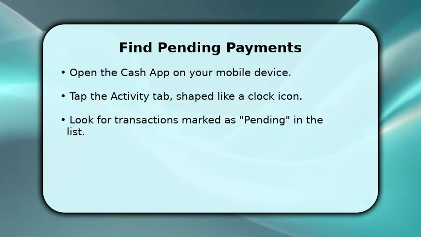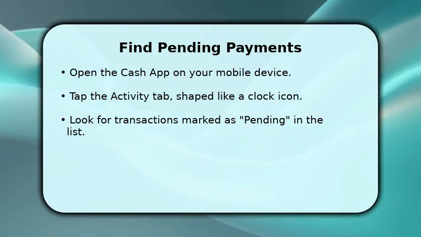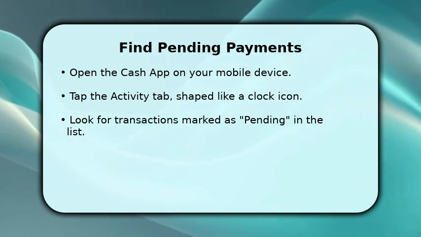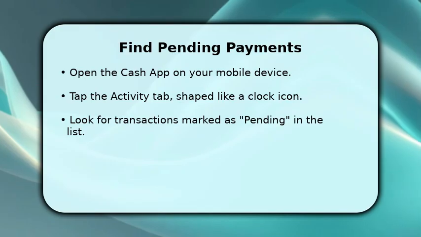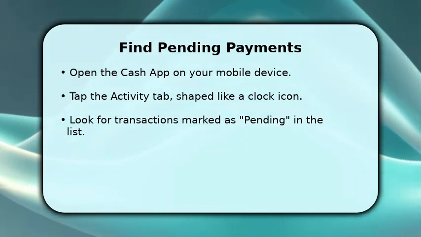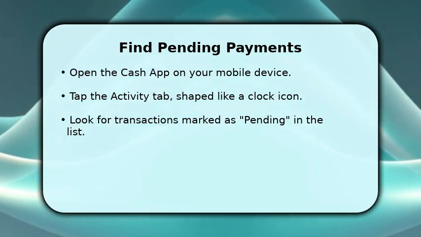To begin, open your Cash App on your phone. Navigate to the Activity tab, which looks like a clock icon at the bottom of your screen. Here, you will see a list of all your recent transactions. Scan through this list to locate any payments that are currently marked as pending.